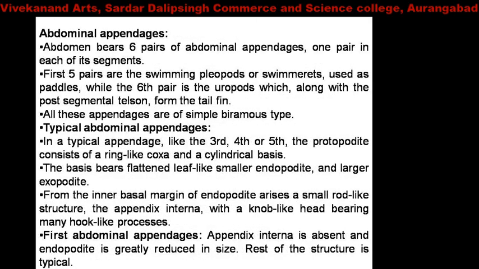Then next appendages are the abdominal appendages. So abdomen has 6 pairs of abdominal appendages, 1 pair on each segment. 5 pairs are called swimmerets, which act as paddles, and the 6th pair is the uropod, which is on the posterior side; we also call it the tail fin. Appendages are of simple biramous type. In typical abdominal appendages, 3rd, 4th, 5th, the protopodite consists of a ring-like coxa and cylindrical basis. So the basis bears a flattened leaf-like smaller endopodite and larger exopodite.